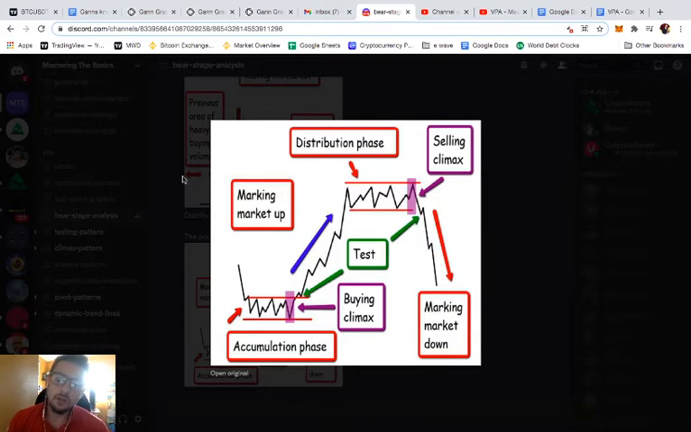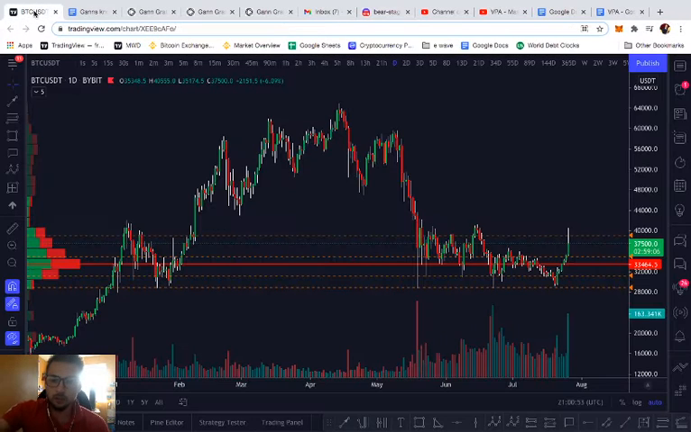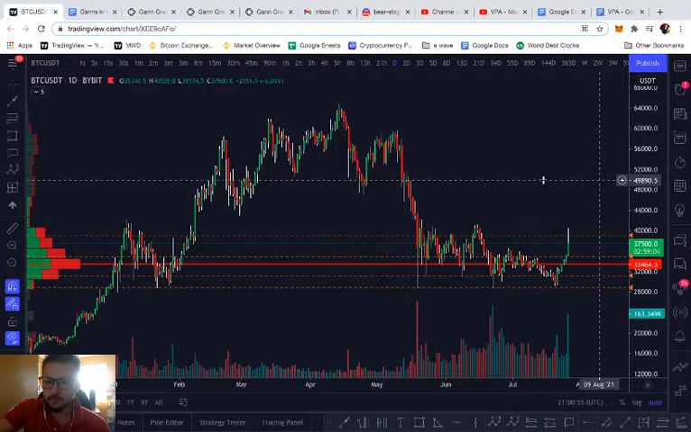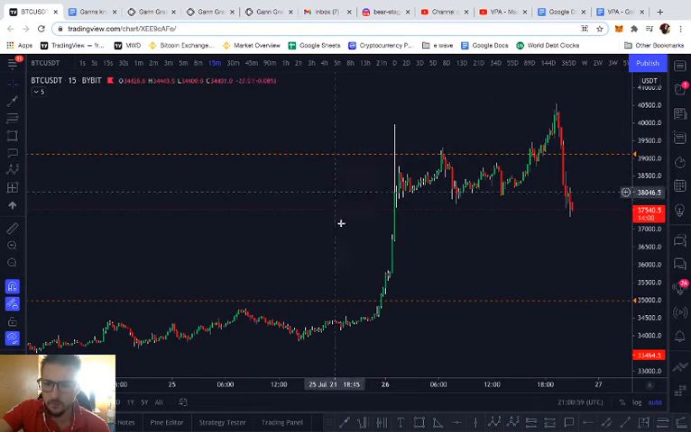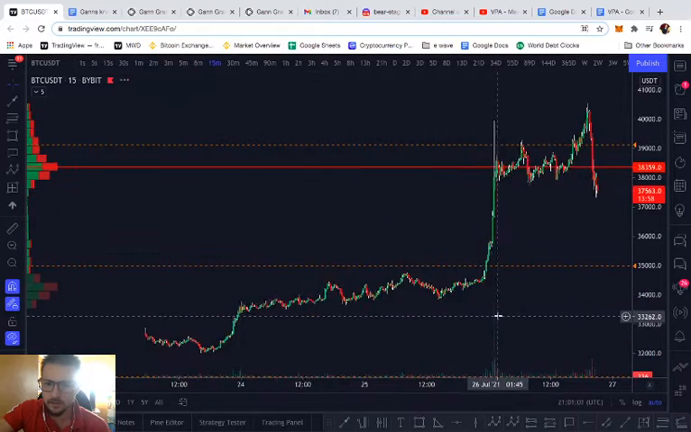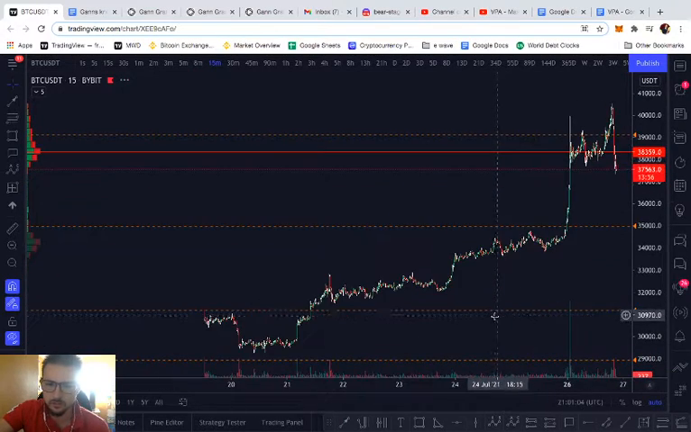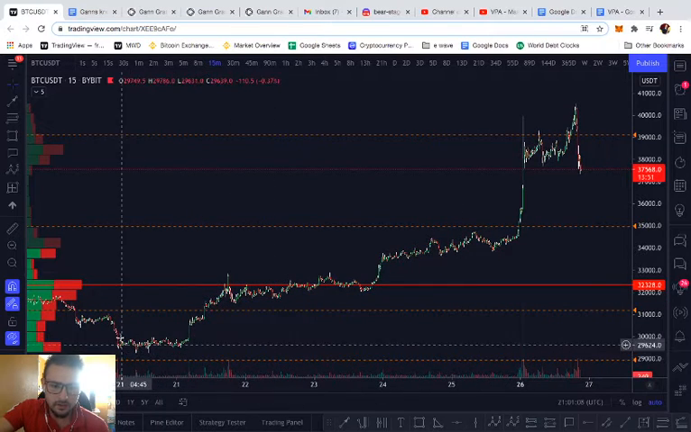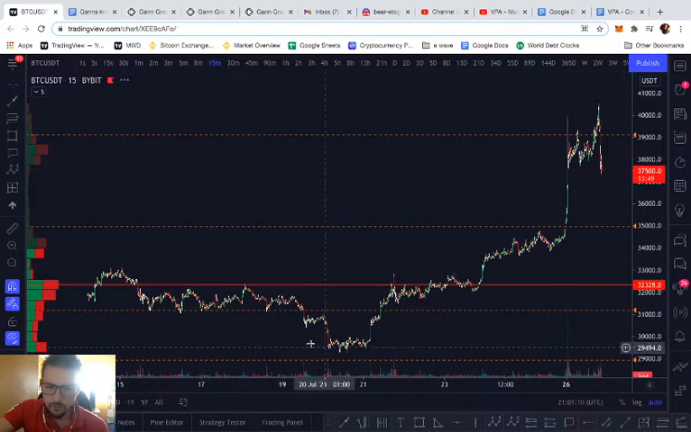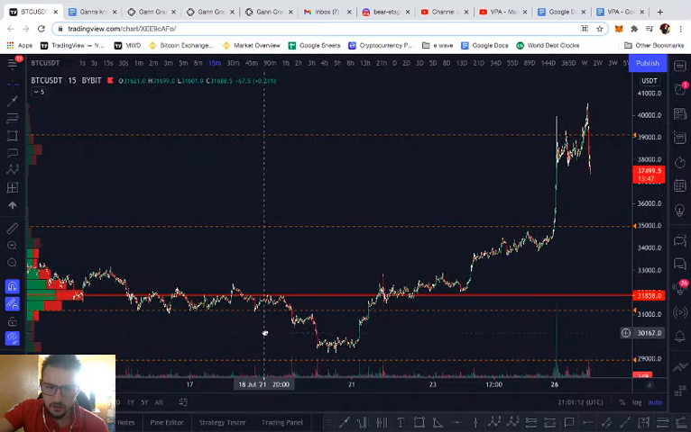So we first start off with the accumulation phase, and might as well go ahead and show you guys the real-time market. This is Bybit, by the way. I trade on Bybit nowadays because Binance basically screwed over Canada, whatever. So anyways, you take a look at this little accumulation zone, right? That's accumulation right here.